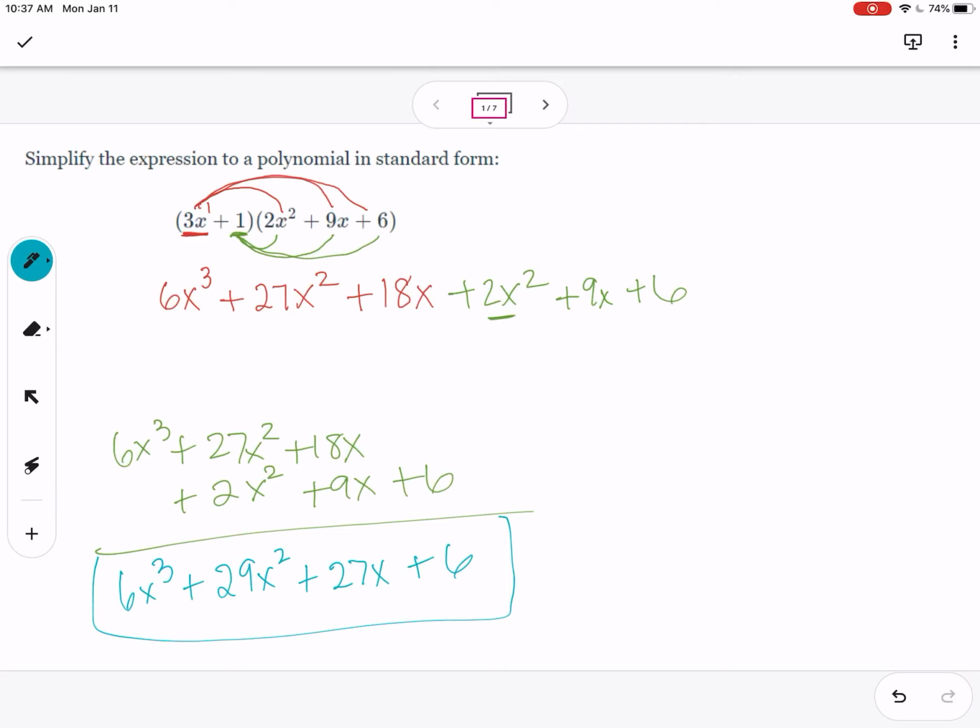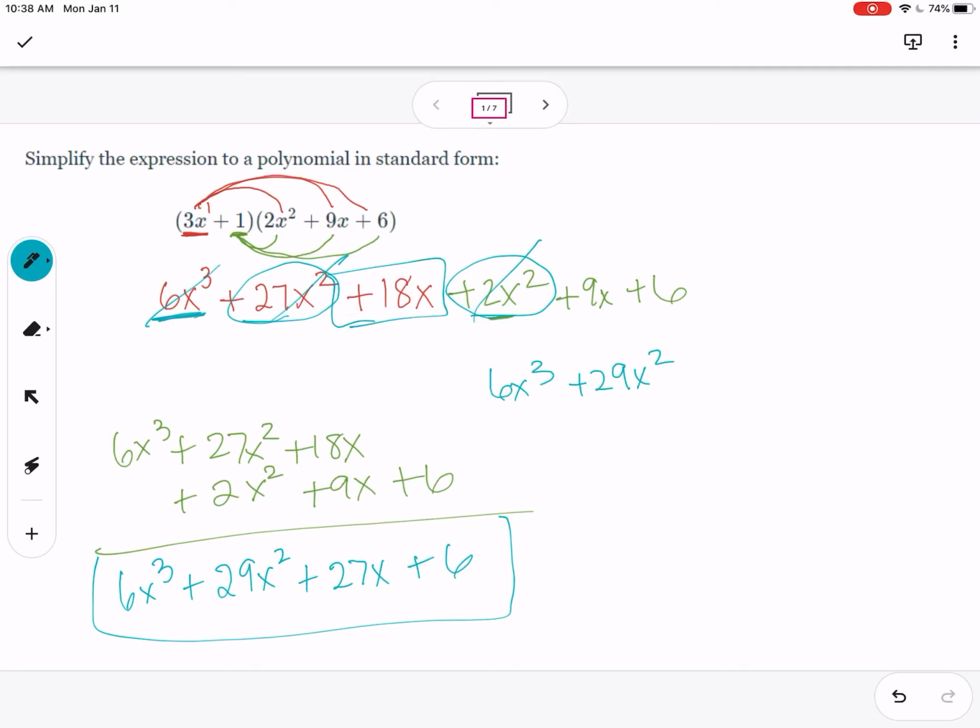If you did it, I just write it all in one big line. If you did it like this up here, I look for my like terms, and this is 6x cubed. There's no other x cubed here, so I'm done with that. Then I have x squared. Here's another x squared. That would get me 29x squared. I'm done with those.